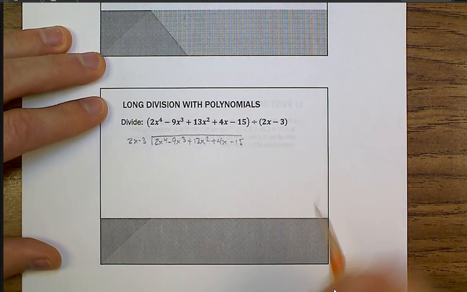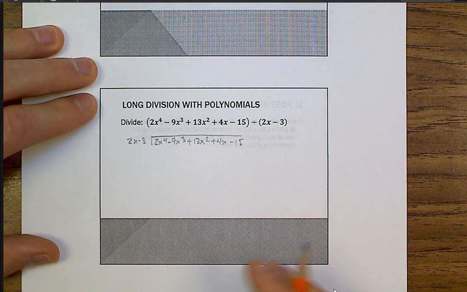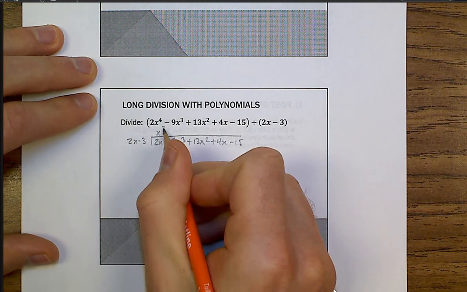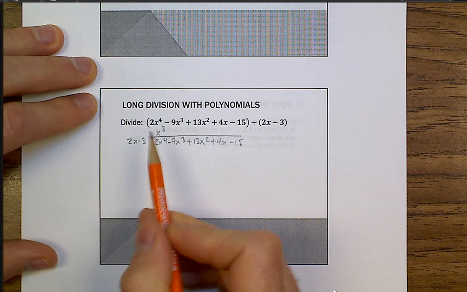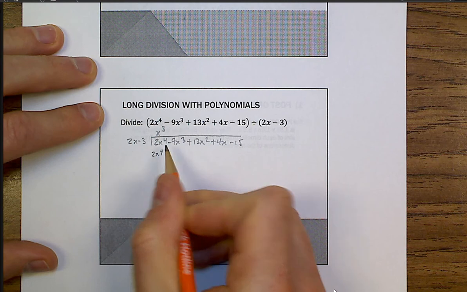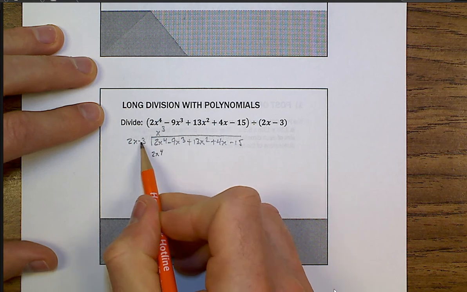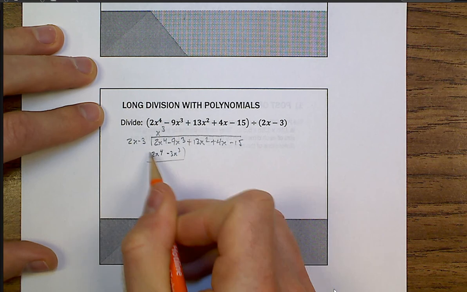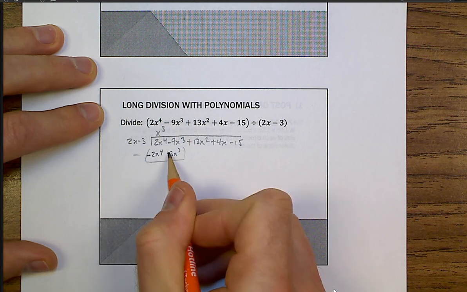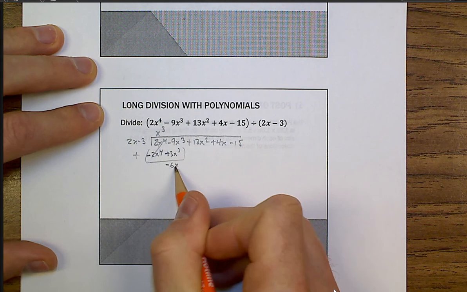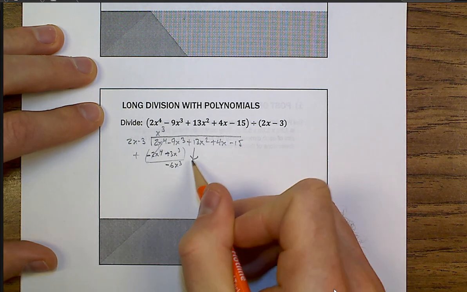And then we just repeat the process. What times 2x gives you 2x to the 4th? That would be just x to the 3rd, right? X to the 3rd times 2x would be 2x to the 4th. X to the 3rd times a minus 3 would be a negative 3x cubed. Run the minus sign through, turns that into a positive. Add them, cancels, negative 6x to the 3rd. Bring down your next term, minus 13x squared.